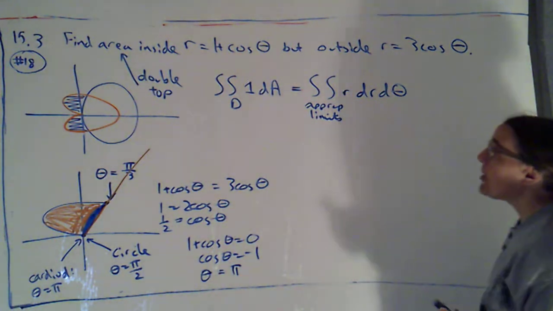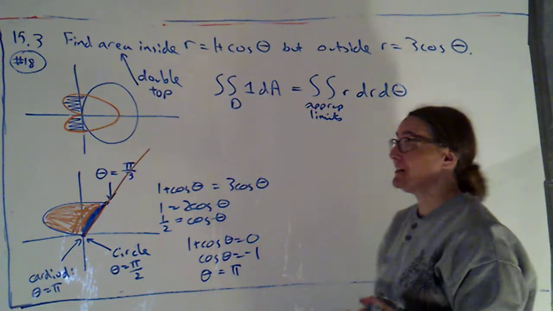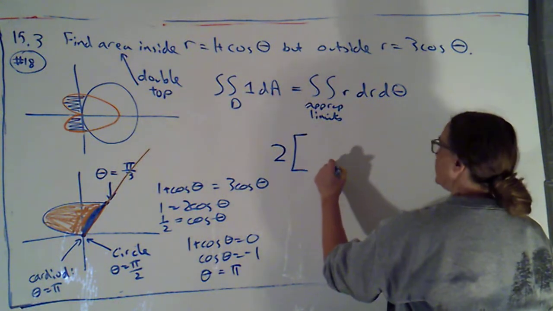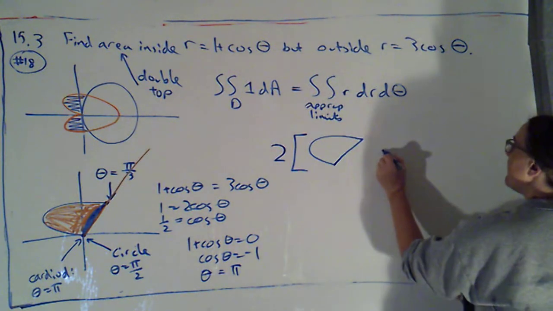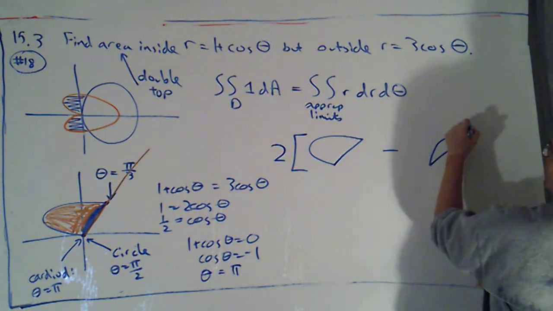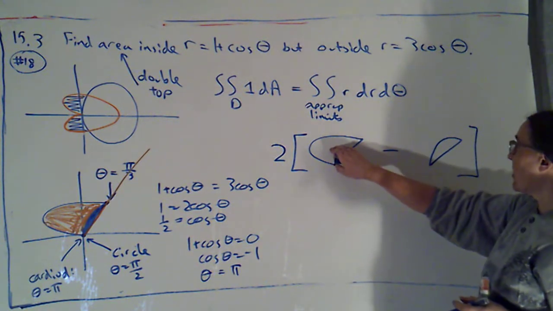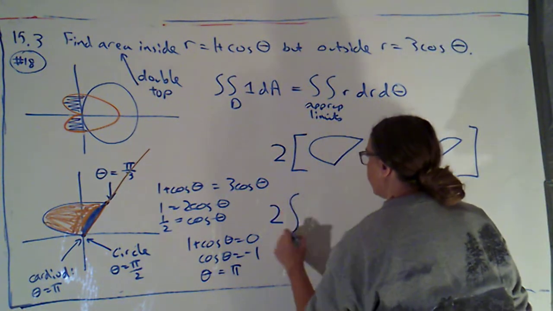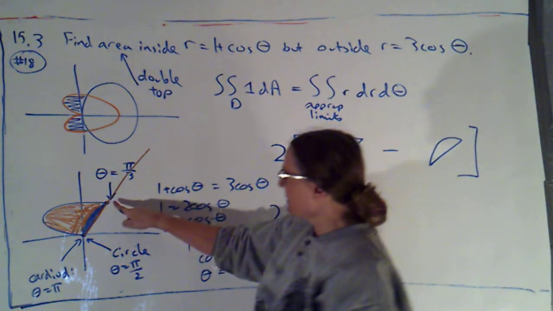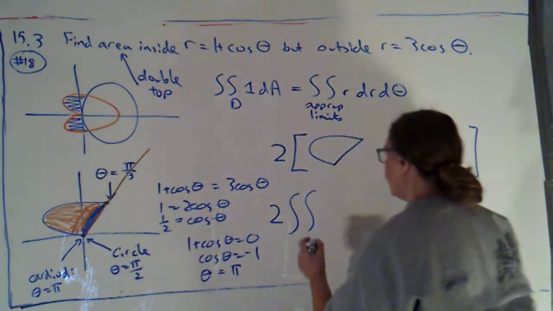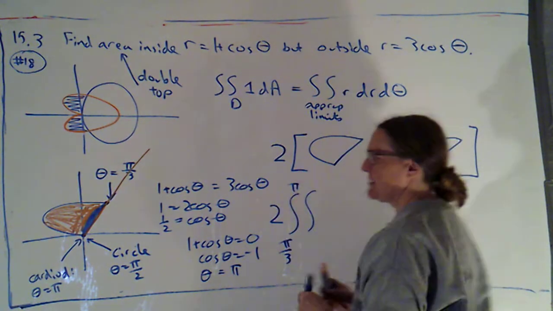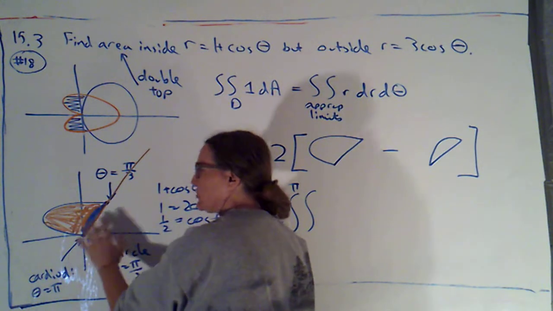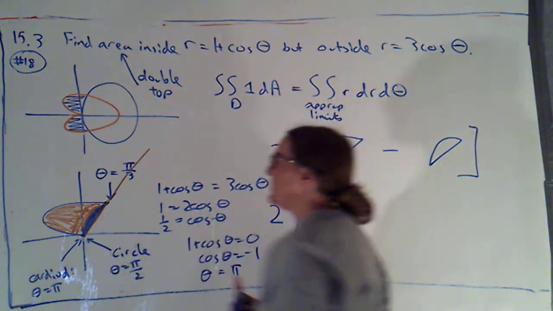So when we set up our integral, first of all, I'm going to remind us that we said we were going to double this top half. So I'm going to get two copies of basically this area minus this area. This is the area determined by the cardioid. This is the area determined by the circle. So we will have two copies of, for the cardioid, I can see that we're going from pi over 3 to pi. It is actually important that these curves are both traced in this direction. Probably should have mentioned that earlier, but the direction of increasing theta here would be like so.